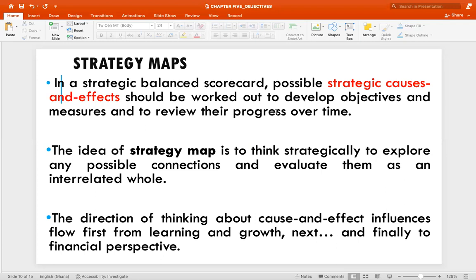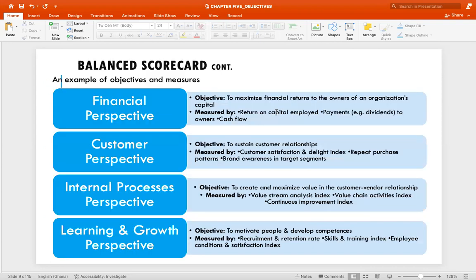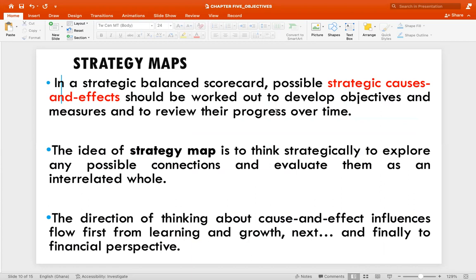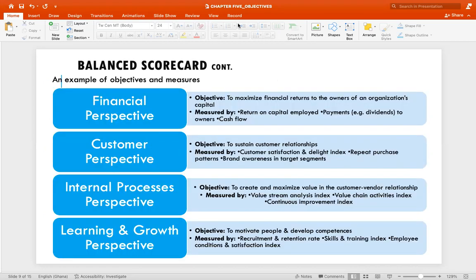So the idea of strategy map is to think strategically, to explore any possible connections and evaluate them as an interrelated whole. The direction of thinking about cause and effect influences flow first from learning and growth, and then you move to the next, and finally to the financial perspective. So let me show you what we're trying to say, with what the strategy map is trying to explain to us.